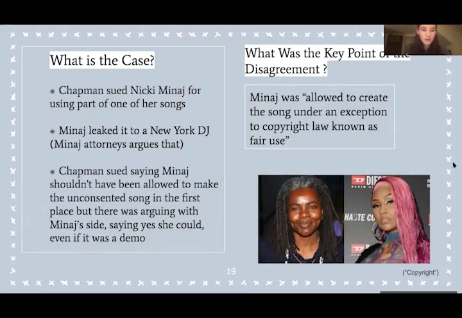Chapman sued, saying Minaj shouldn't have been allowed to make the unconsented song in the first place, but there was arguing with both sides saying yes, she could, even if it was a demo. What was the key point of the disagreement? Minaj was allowed to create the song under an exception to copyright law known as fair use.